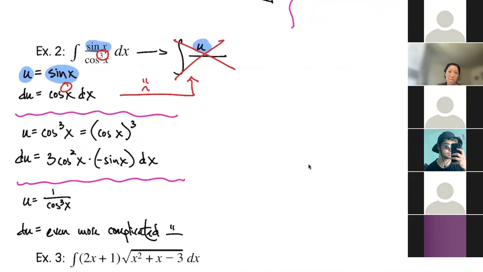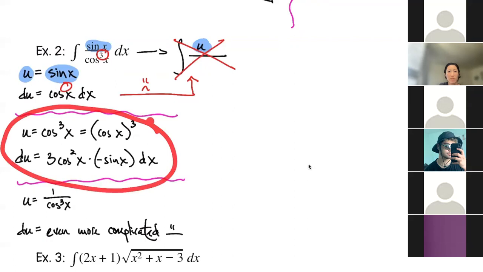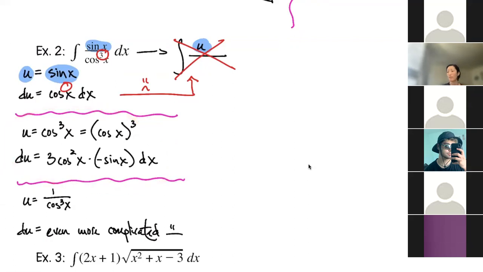Okay. What are our thoughts on this second option? Does that seem like it's going to help if we try and substitute things in? Or is it going to become more complicated?